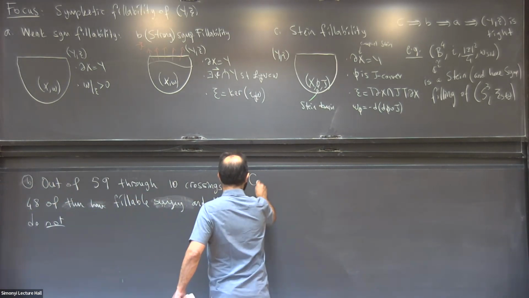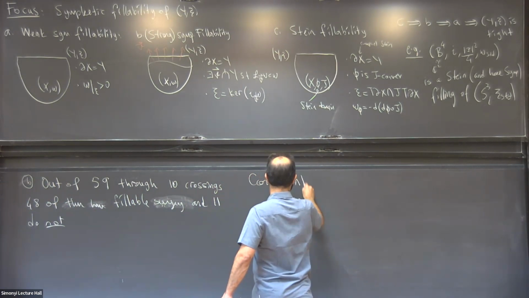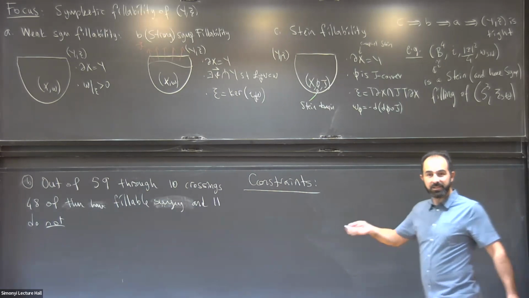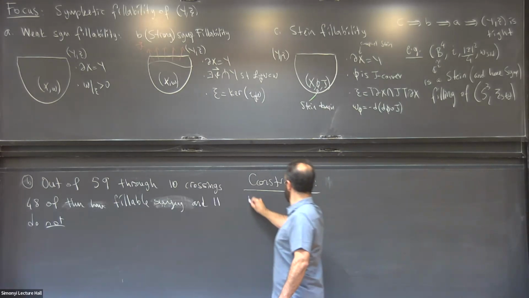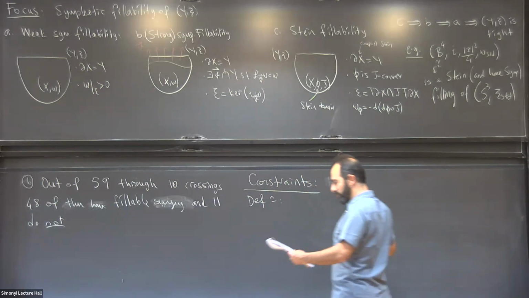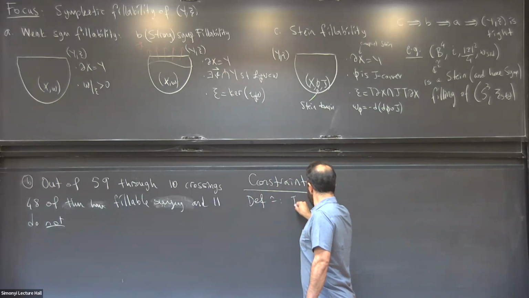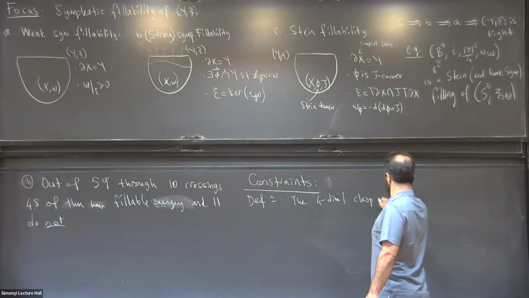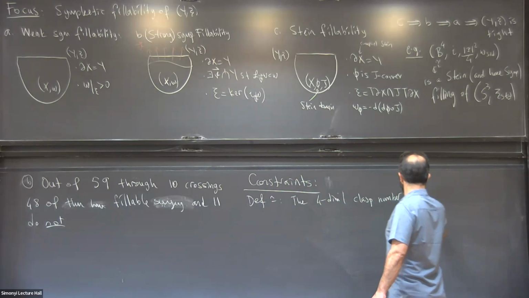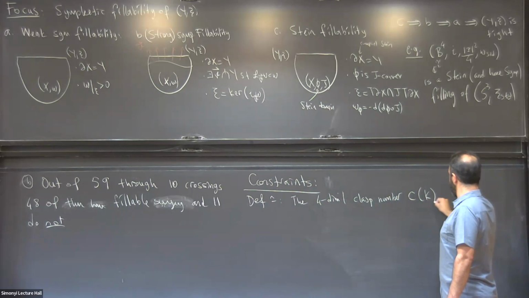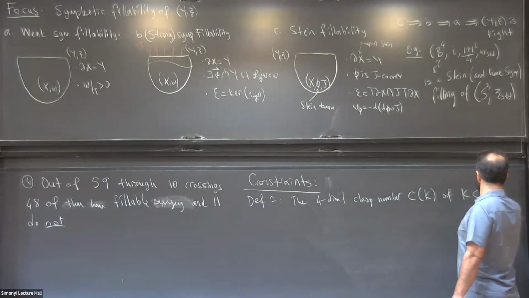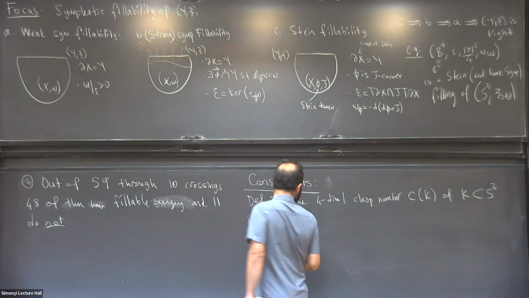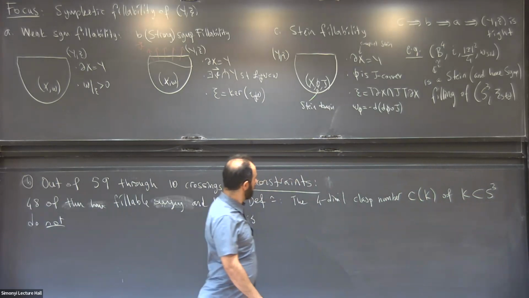But since I erased it, here are the constraints. This is the third section, I guess. Constraints on the knot. For this, I would like to make a definition. And the definition goes like this. I will talk about what's called the four-dimensional clasp number. The notation I would use is c(K) for a knot K inside S3.